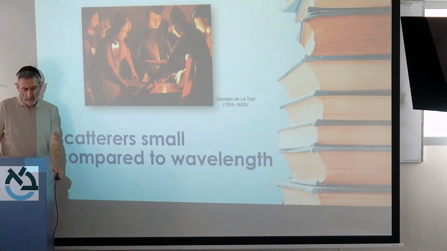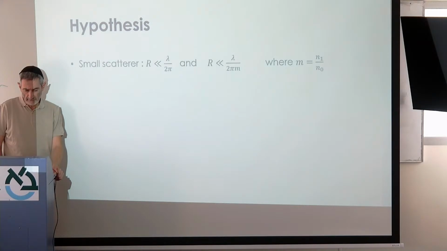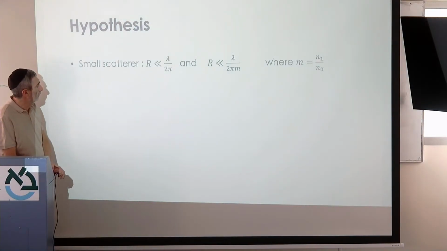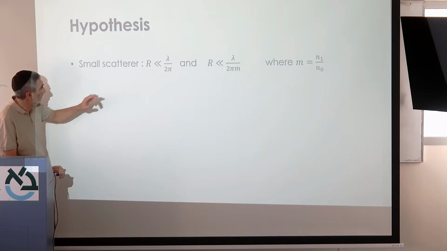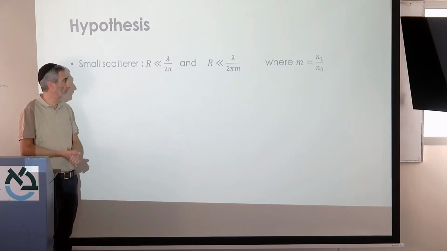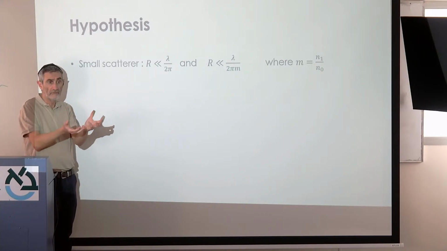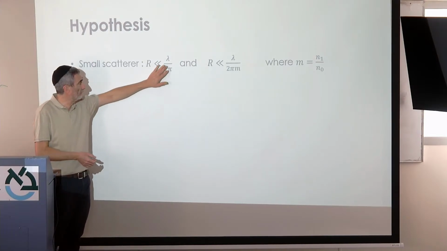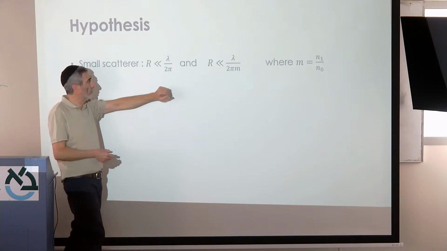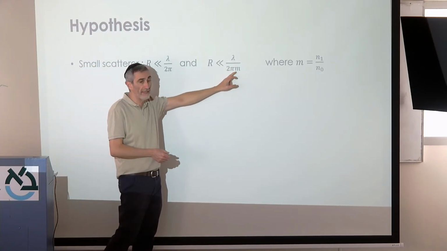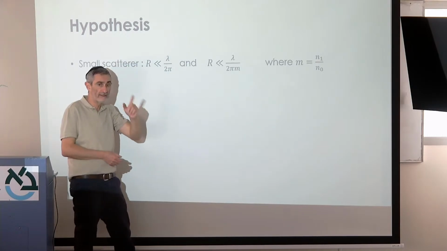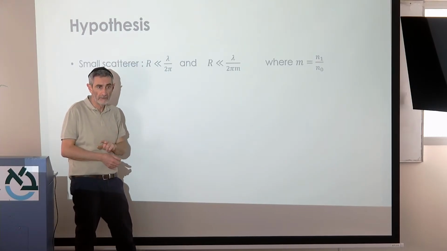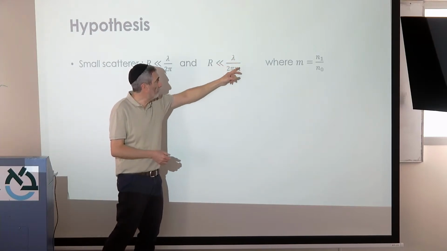Let's consider scatterers that are small compared to the wavelength. What does it mean? I want to warn you on this point. R is the size of the object. Let's say it's a sphere, so R is the radius. It's not only the condition that R should be smaller than lambda, but also that R should be smaller than lambda over 2 pi m, where m is the ratio between the index inside and the index outside.